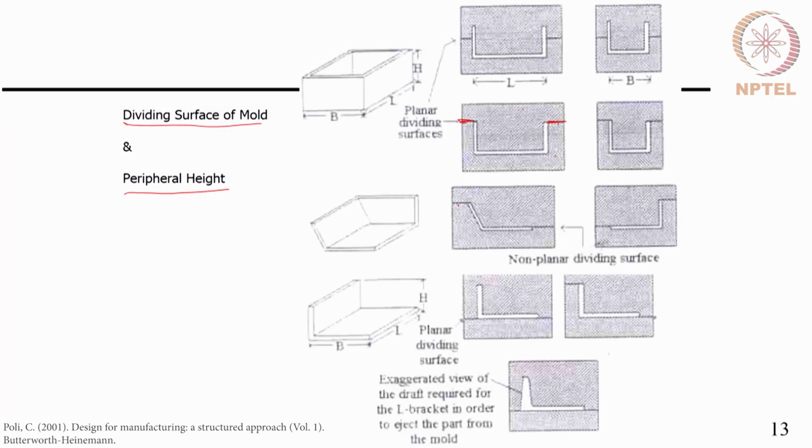Like here we can see this is a non-planar dividing surface. I have the dividing surface going like this. So, I have to match the two plates along this line thoroughly or very accurately, otherwise I cannot obtain the complete closure of the cavity, and thereby filling will not happen. The injection pressure will not develop.